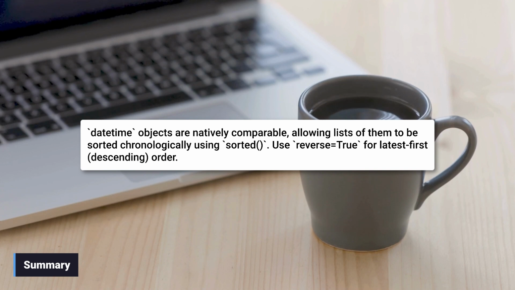To summarize, sorting time is straightforward in Python because the datetime objects handle the complexity.